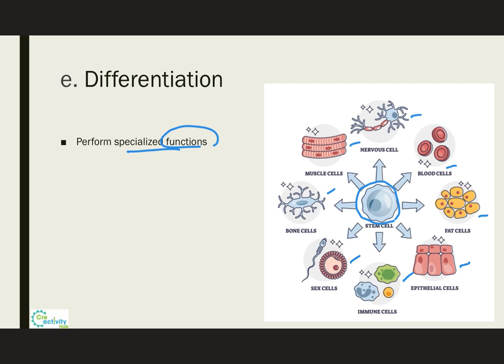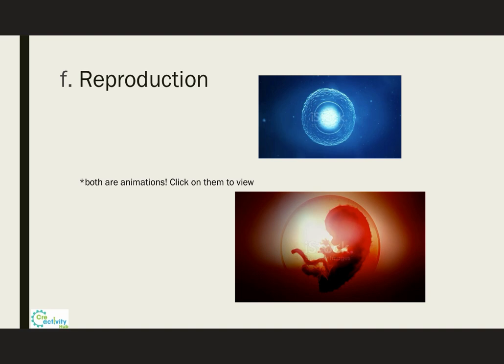Each of these cells will have its own specific function. And for reproduction, organisms reproduce and create subsequent generations of their own kind, whether it's unicellular, as in the image above, or multicellular, as in the image below.